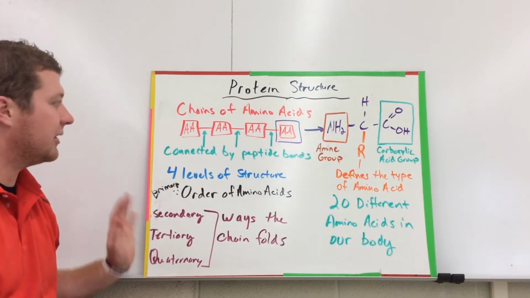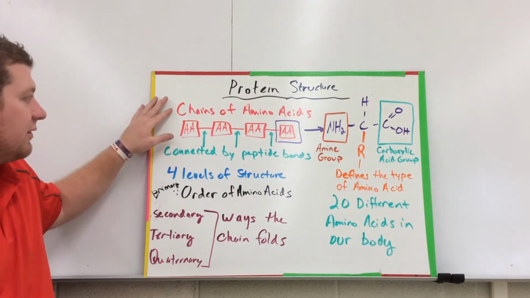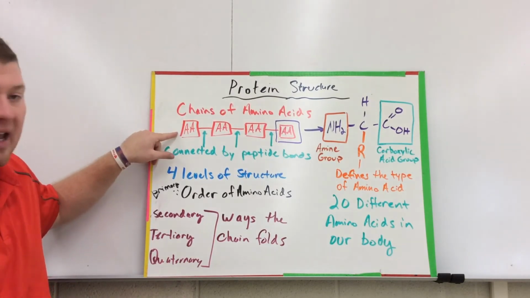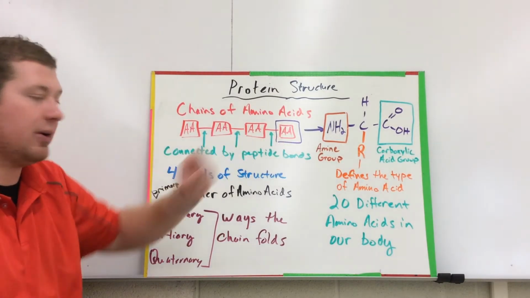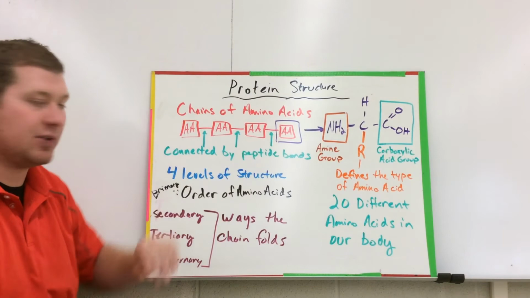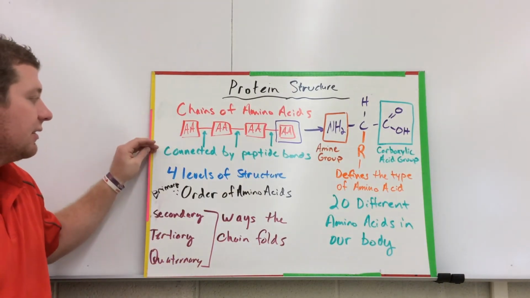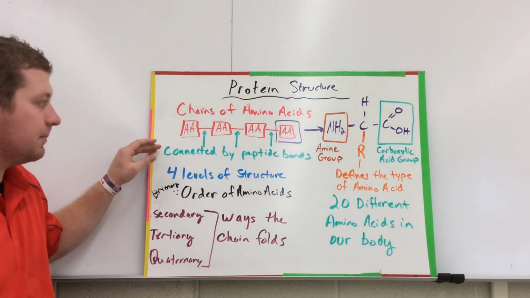Protein structure looks like this. Complicated slide here, but hang with me. So chains of amino acids. These little red blocks, the AA, are all amino acids. Those are the monomer groups. If you take the whole piece as a whole, that's a protein. So proteins are chains of amino acids. They are connected by peptide bonds.